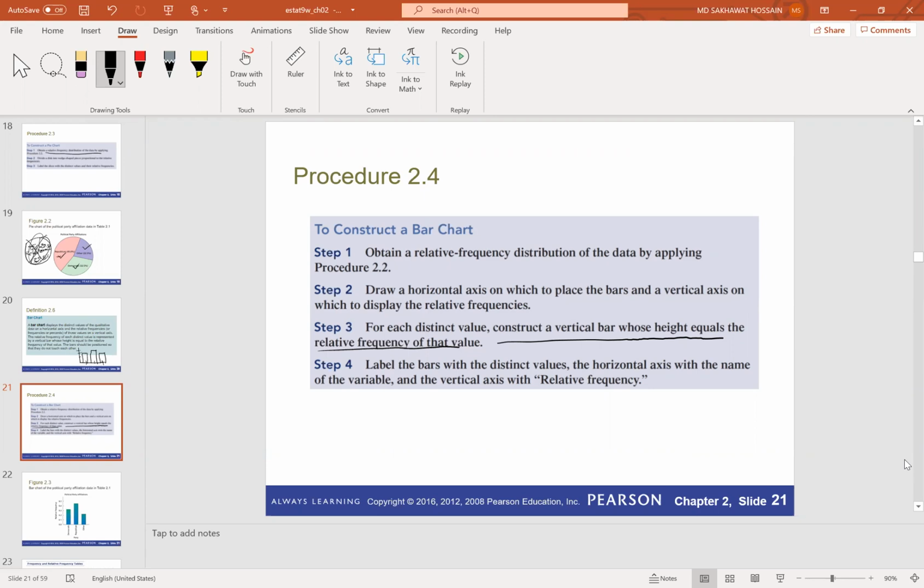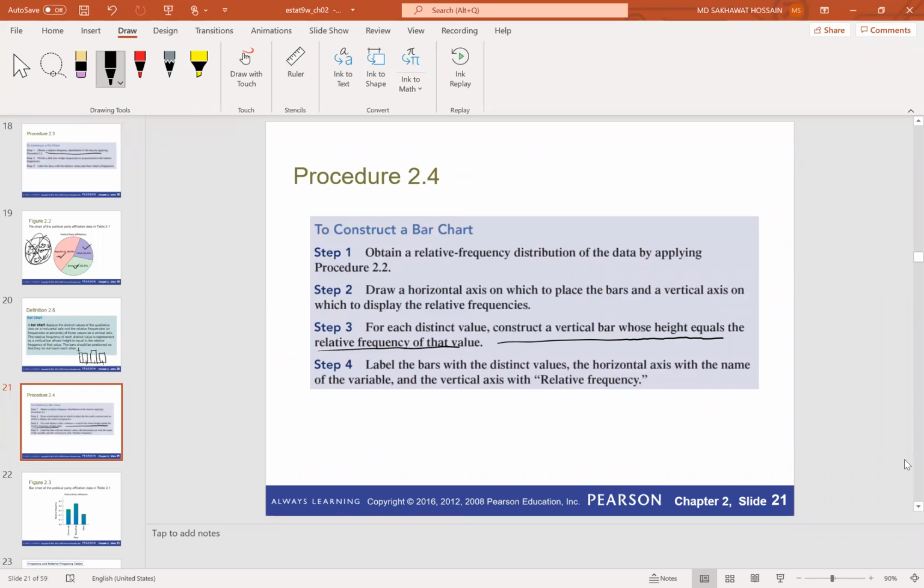Okay. So here you can see the bar chart of the political party affiliation. We had 3 distinct values: Democratic, Republican, other. And this height will represent the relative frequency. The maximum relative frequency we had was 0.45, right? 45% Republican. So the maximum height of the bar will be 0.45. That's why we just considered 0.5, the maximum value on the vertical axis.